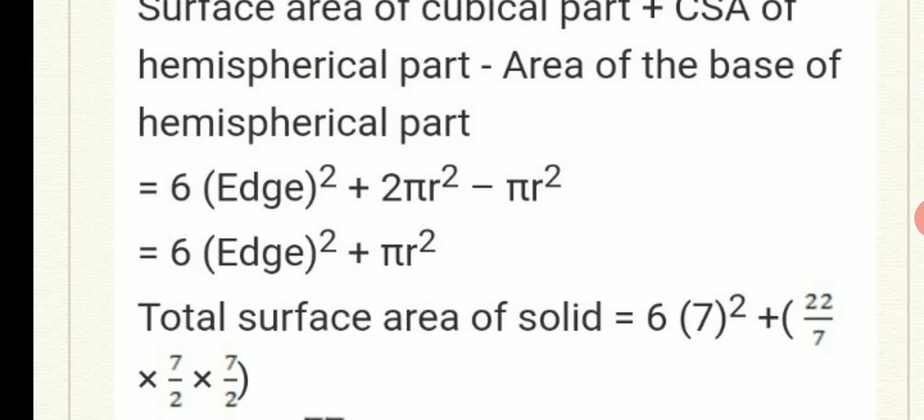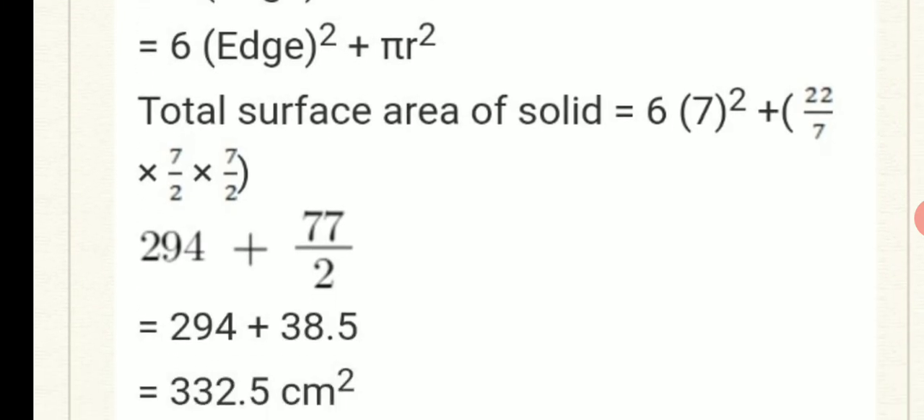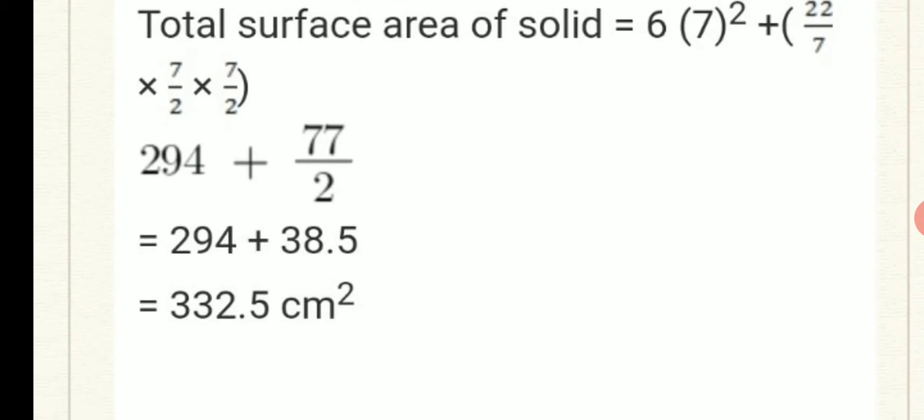Then the total surface area of the solid equals 6 into 7 square plus 22 upon 7 multiplied by 7 by 2 multiplied by 7 by 2. Then it will be 294 plus 77 upon 2. Then 294 plus 38.5. Then the final answer will be 332.5 centimeter square.